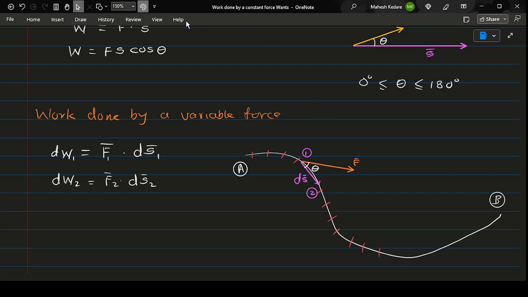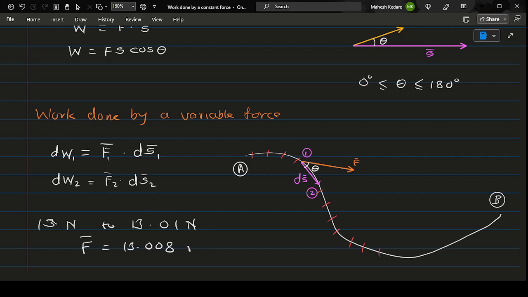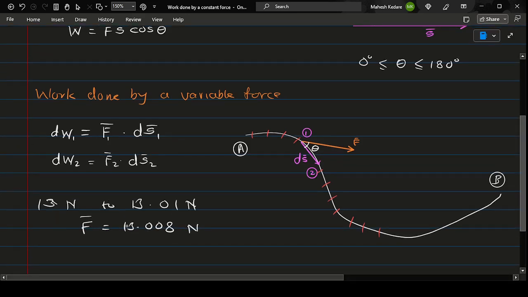For example, in the first small displacement, say the force varies in magnitude from 13 newton to 13.01 newton. So we may take any value in this range from 13 newton to 13.01 newton for the force and calculate the work done in the displacement. We can take the constant value to be say 13.008 newton, which lies in the range from 13 newton to 13.01 newton. We can assume the force to have this value throughout the displacement and find the work done dw1.